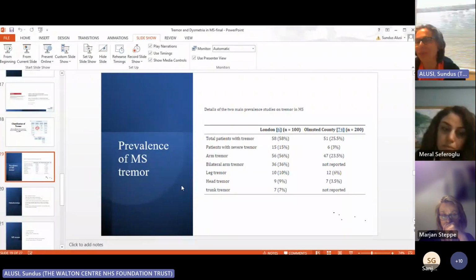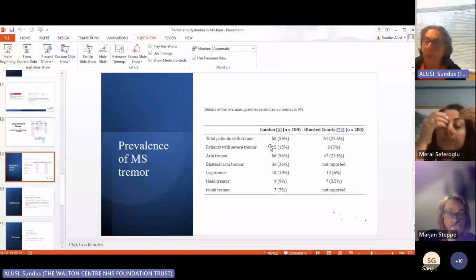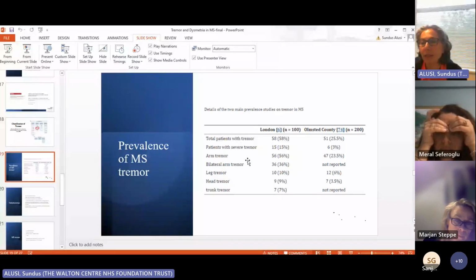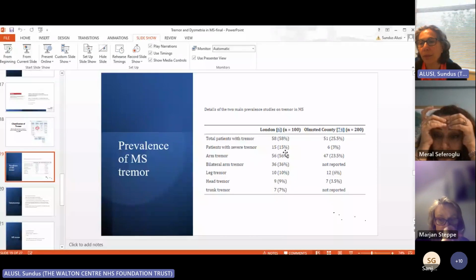So looking at the prevalence studies, as I mentioned to you, there's a study in London which was done by our group when I was doing my thesis, and this is an MS unit in the northwest of London, and we looked at the prevalence of tremor in 100 patients. And the total number was as high as 58 patients, some of these only had a very mild bilateral tremor and no ataxic signs. Patients with severe tremor were as high as 15%.